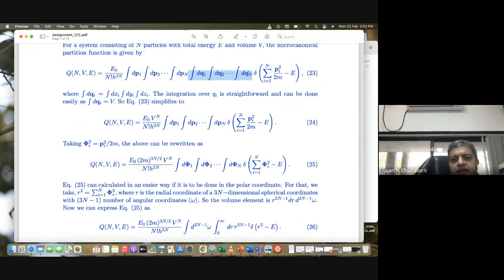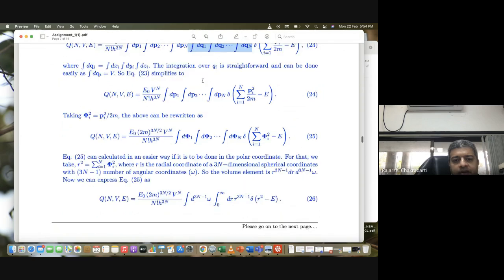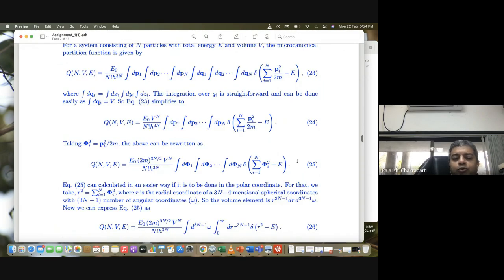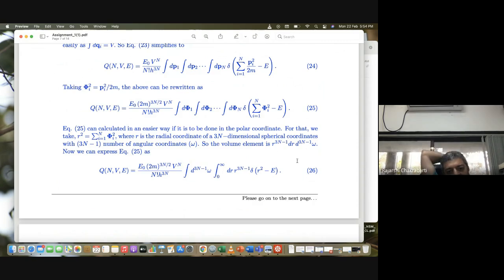For the free particle, there is no position coordinate in your Hamiltonian, so this integration can be carried out independently. Is it clear, Anish and Kailash? It's not very difficult, because each integral will give you V, and there are n such integrals, so it will give you V to the power of n. So you had this E0, it has picked up V to the power of n divided by n factorial h to the power of 3n. This is fine. Now you are left with the integration over the momenta coordinates, and then you make use of the trick of the delta function, and you come to question number 26.